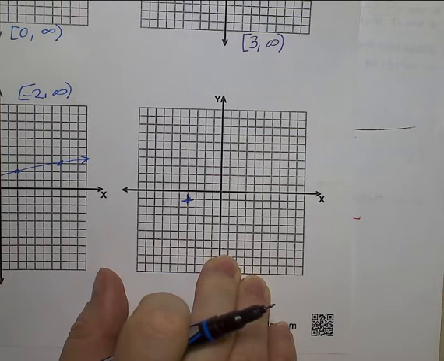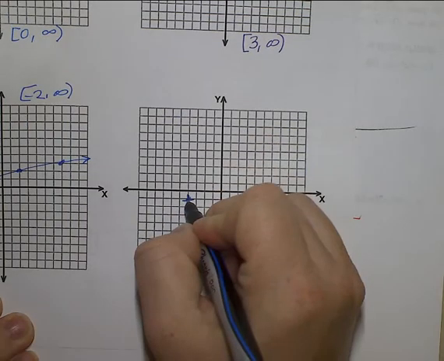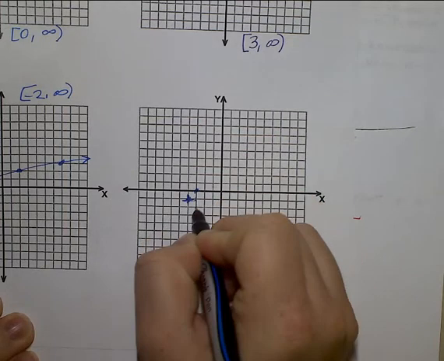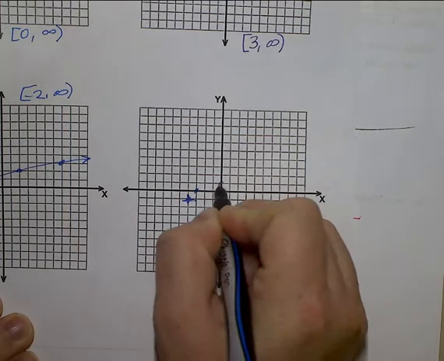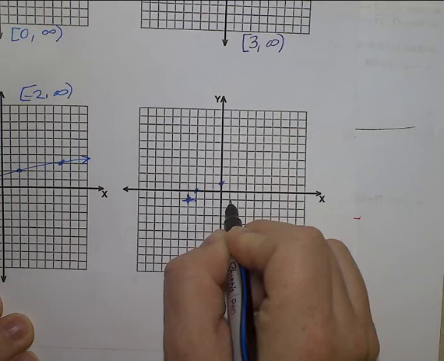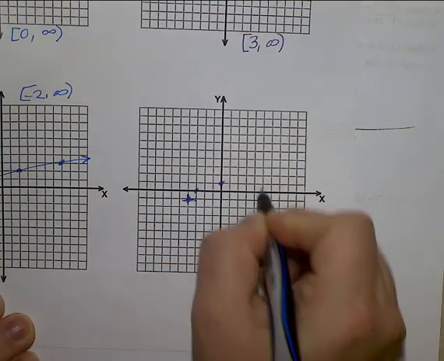0, 0. Turn to your partner. What is it? 1, 1. 4, 2. 9, 3. So here's 0, 0, 1, 1, 2, 3, 4, 4, 2, and 9, 3.